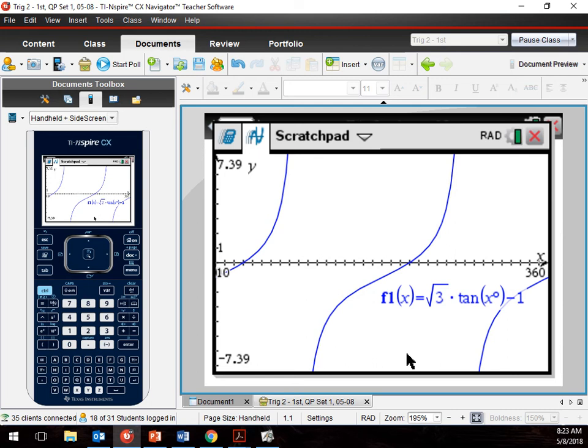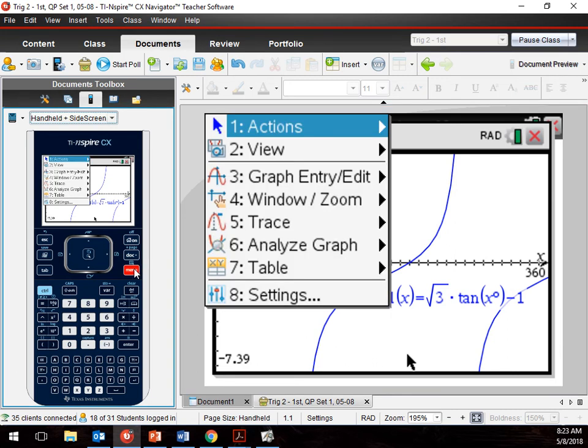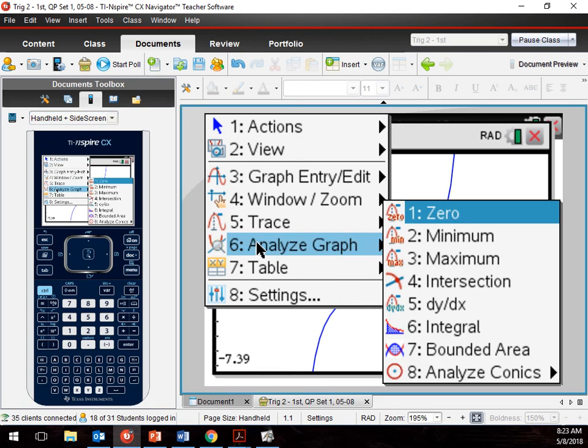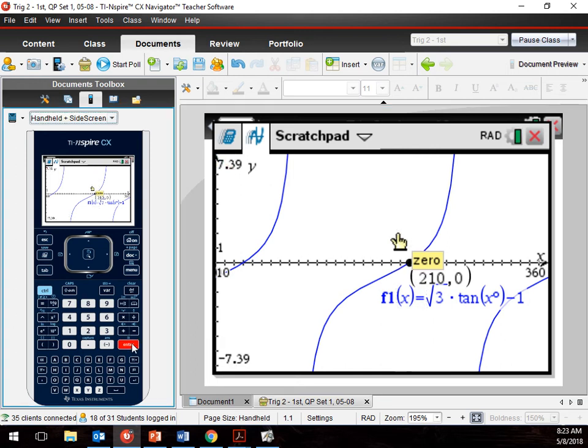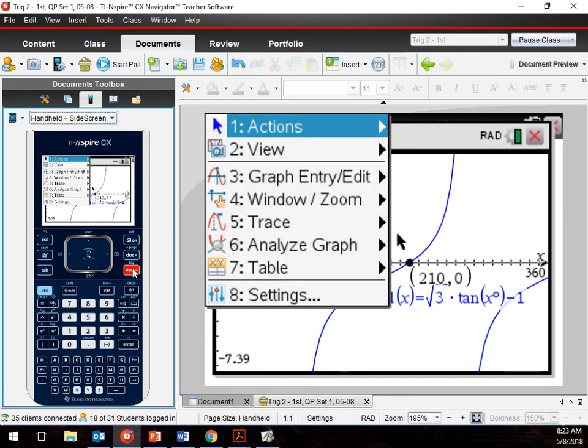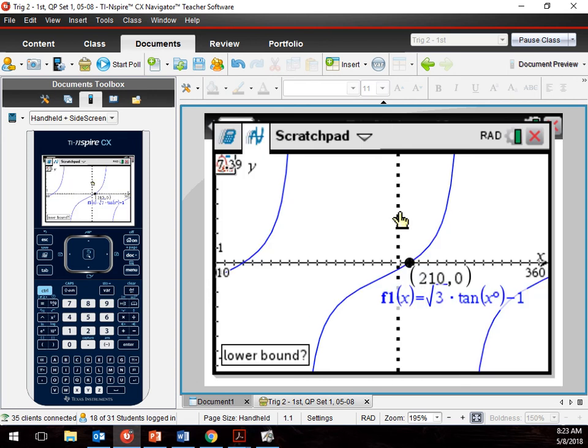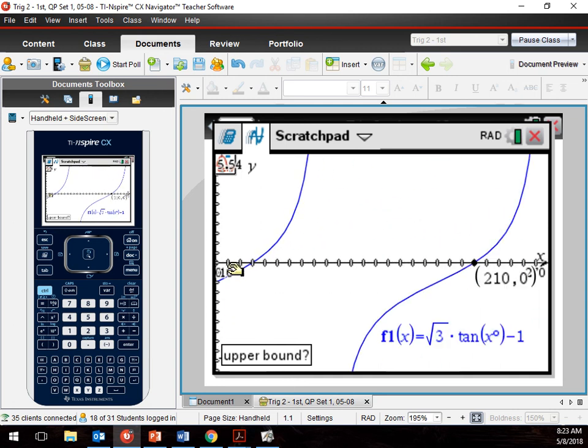You hit menu, Analyze, number 6, Zero. And then drag it across wherever it's crossing the x-axis. You actually press 1, not 0. 30 and 210. But you have to transform it back to radians. You gotta do it again. So that one's 210. Pi over 6. I'm getting it. Sorry, trying to be fancy here. Don't be fancy. There you go.